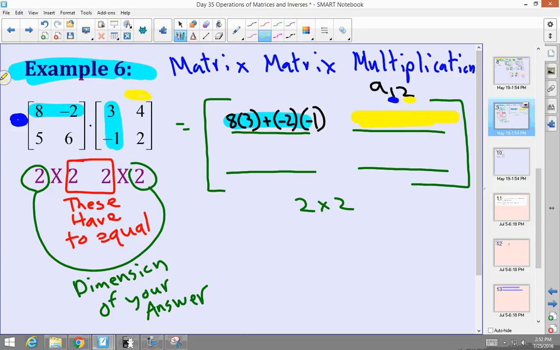The 1 is row 1, so I'm coming here for row 1, but then it's going to be column 2. Row 1, column 2. So now I'm going to pair up, and let's remove this for a second. It's going to be the same original row, but paired up with the second column. So then when I do the math, it's going to be 8 times 4 plus negative 2 times 2. Now that might have been confusing, so we're going to look at the next guy.